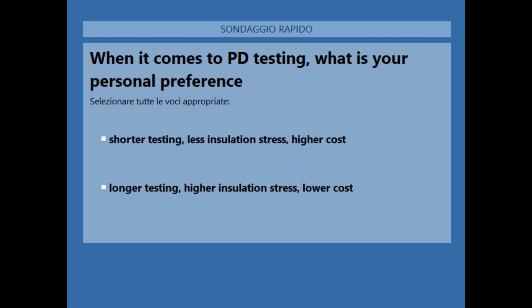So until now, 43% of people have voted, and it's 57 for option A and 46 for option B. This is just for us to understand what is your need, what is your necessity.